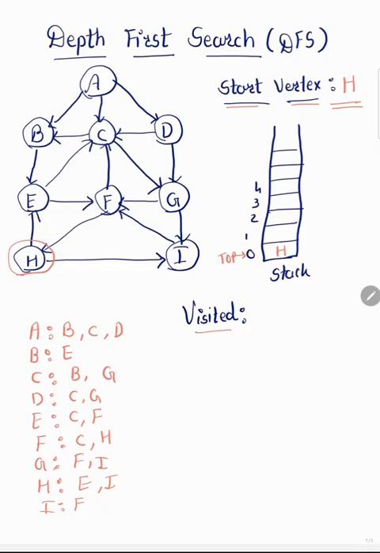Now what I need to do, my starting vertex is H, so I'll pop this H out and mark it as visited. Once I mark it as visited, I need to find the adjacent. For H I have adjacent E and I, right? So I push E and I to the stack, and now my top will move up, because I have pushed two elements.